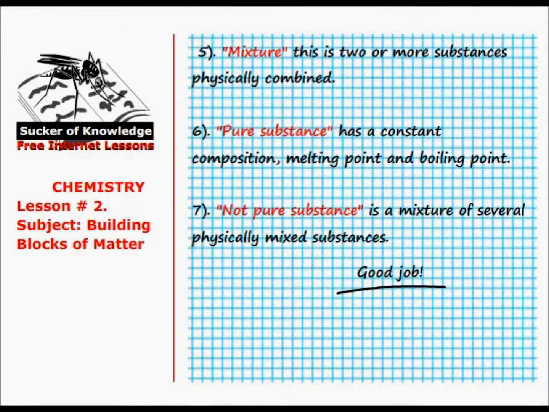Mixture. This is two or more substances physically combined. Pure substance has a constant composition, melting point and boiling point. Not pure substance is a mixture of several physically mixed substances.